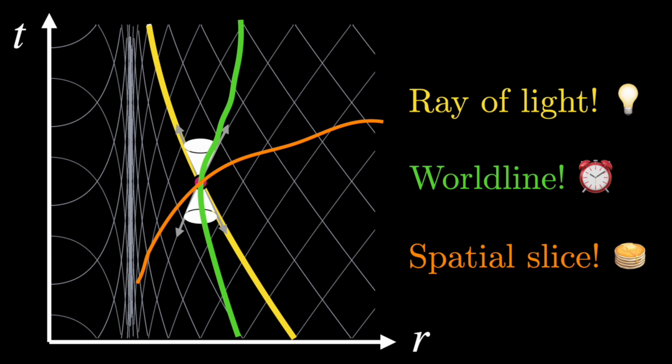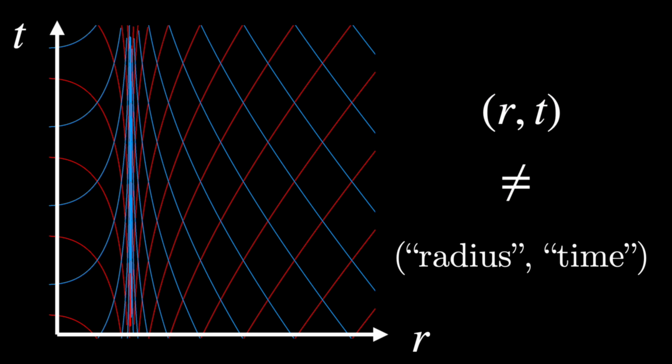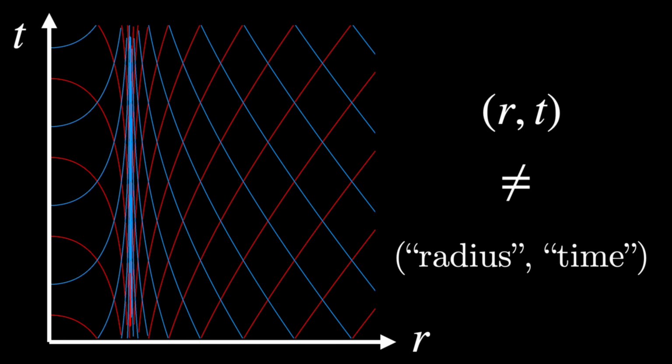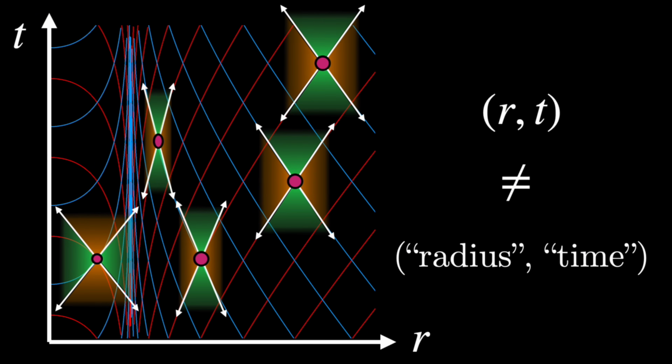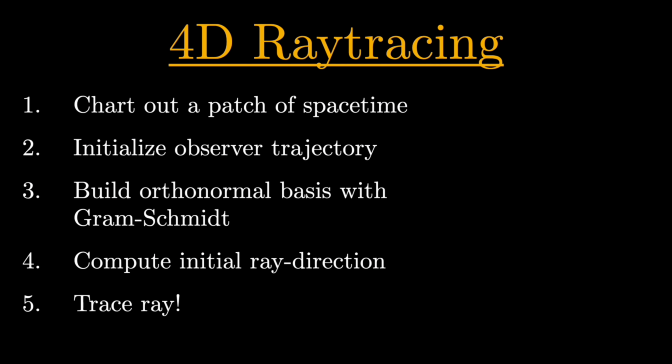Isn't that neat? This is one of the many beauties of the metric tensor matrix. Even though the axes of a messy coordinate chart might not always represent space or time, we can tell a lot about the patch of space-time being represented, having drawn out this light cone structure everywhere. Alright, finally we can start describing our 4D ray tracing algorithm.